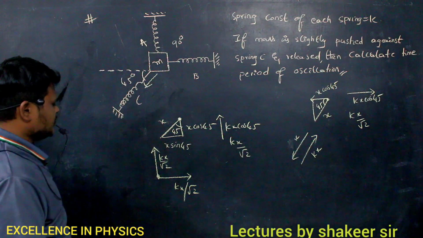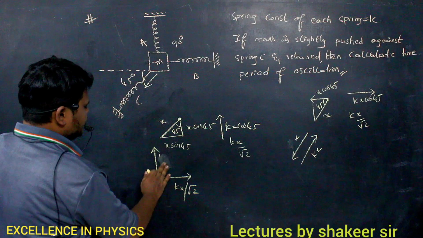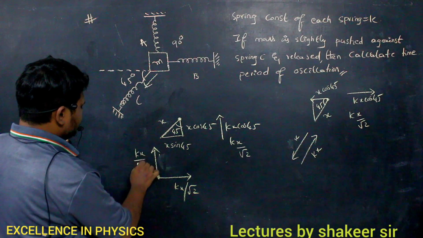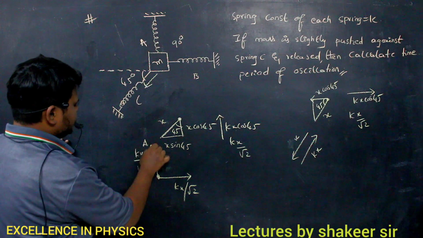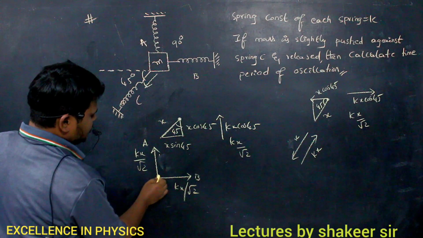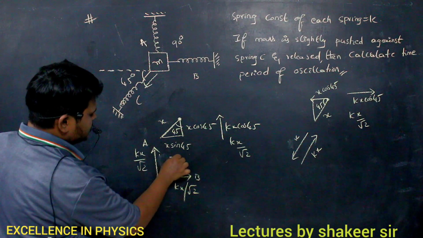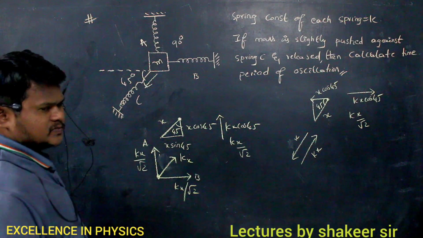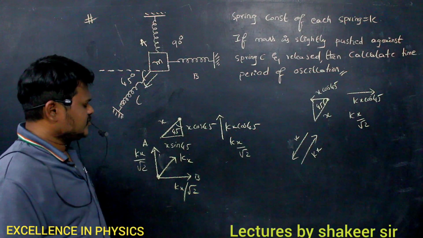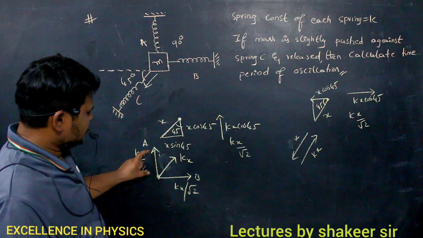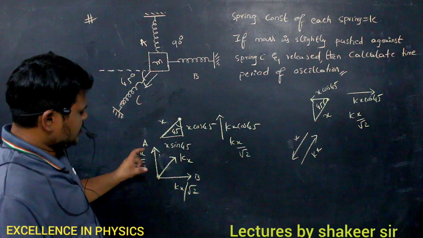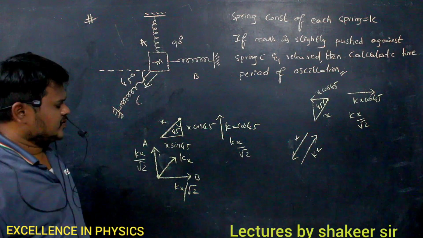So that will be exactly at an angle of 45 degrees. So I will write here: this is kx divided by root 2 in spring A, and this is spring B, and this is the restoring force produced, which is equal to kx because of spring C. Okay, so these are the three restoring forces. Now if I take the resultant of A and B, they are exactly at an angle of 45 degrees.